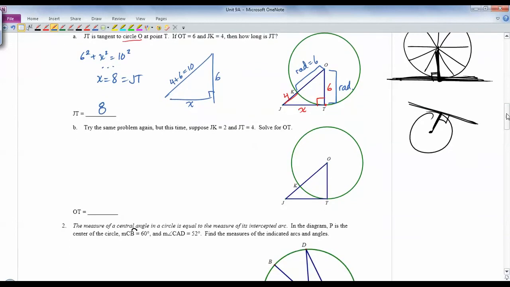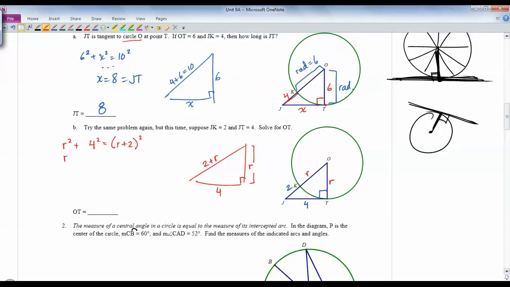Okay. Part B, it says try the same problem again, but now suppose that this guy's 2, this guy's 4, and we're supposed to assume that this is still a tangent with a radius, so we get the right angle. Okay, well I can't do anything yet, but I do know that I have a radius right here, and I have a radius right here. So if I draw this triangle by itself, I've got 4 down here, radius there, and 2 plus a radius here. We want OT, which is this side, so really I just want R. So if I set up Pythag, I've got R squared plus 4 squared equals (R plus 2) squared.